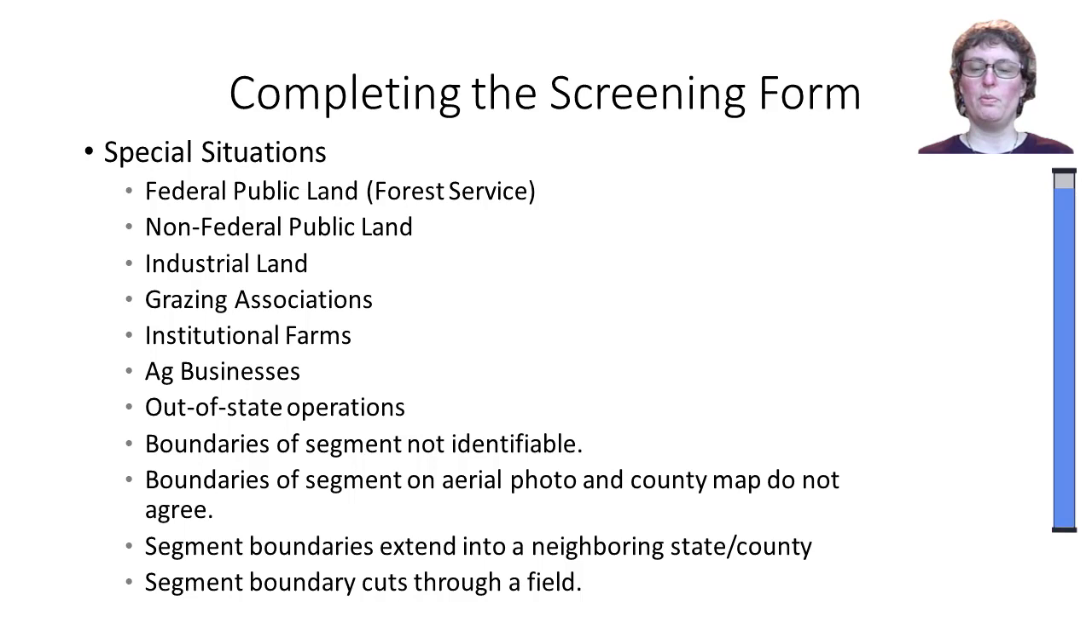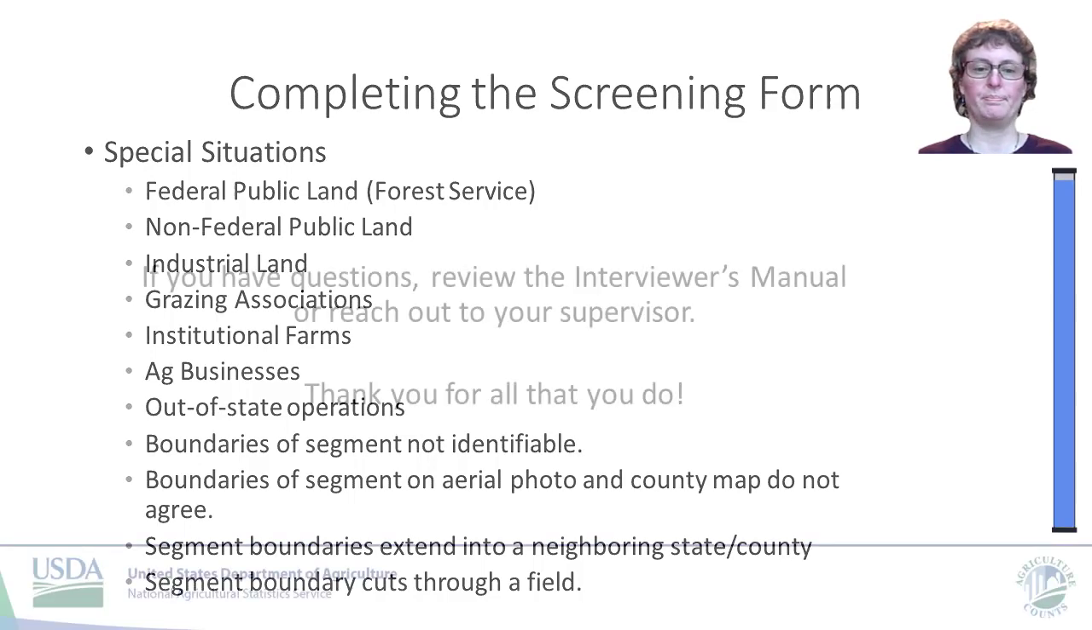Be sure to let your supervisor and regional office know if there is an issue with the segment, such as the boundaries crossing county or state lines, boundaries cutting through a field, or if the segment is located in a different county than noted on the aerial photo and screening form. The regional office will let you know if any adjustments need to be made prior to data collection.